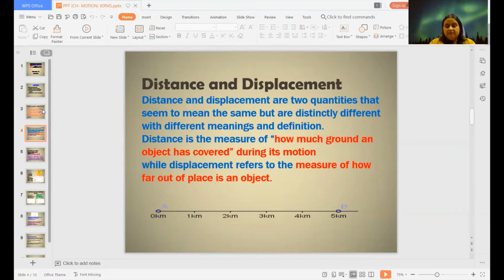The next thing we have is distance and displacement. Now distance and displacement both sound like the same terms. But are they the same? No, they are not. There are some differences between these two terms. So before explaining the difference, let's take an example. Say we are in our room, and we have to go and take our book from another room. The distance between our room and the other room, say, is 2 meters.